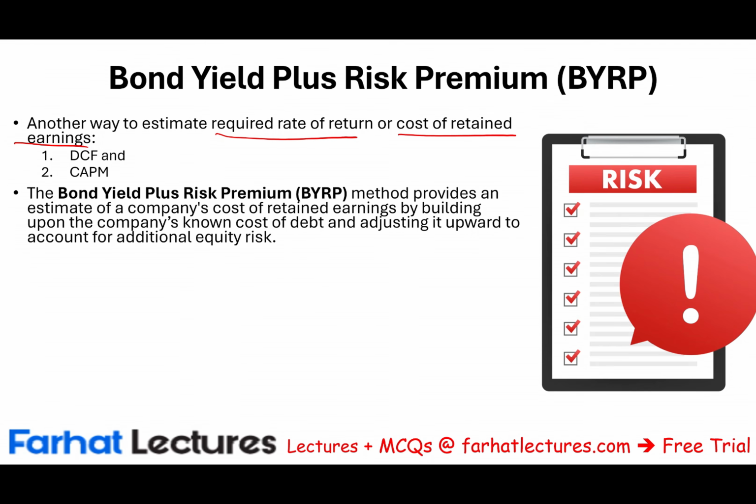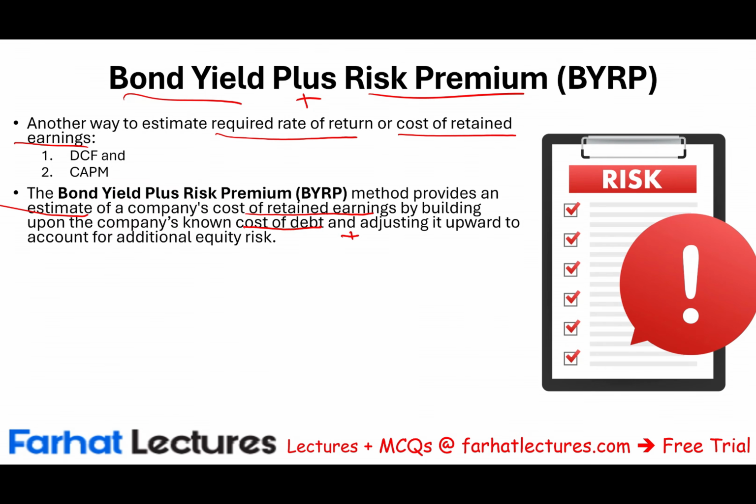This method provides an estimate of a company's cost of retained earnings or the required rate of return by building upon the known cost of debt. The cost of debt is known. In what sense? When you borrow money, you know how much you are paying for that. You know how much it's costing you. Then we're going to start with that and adjust it upward. Then we're going to add some sort of a risk premium. That's why it's called bond yield plus risk premium, to figure out what should be your cost of capital.